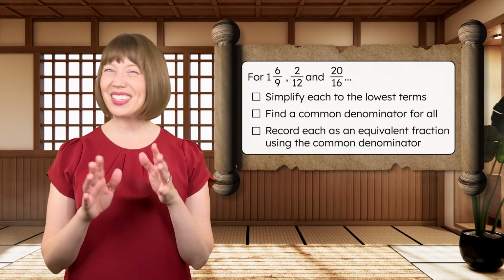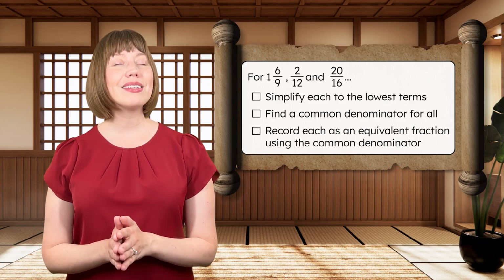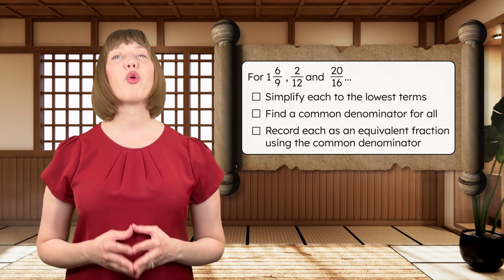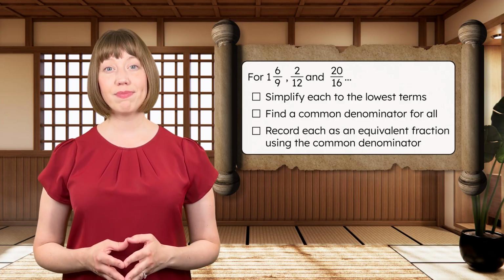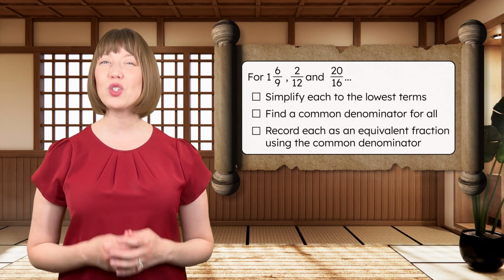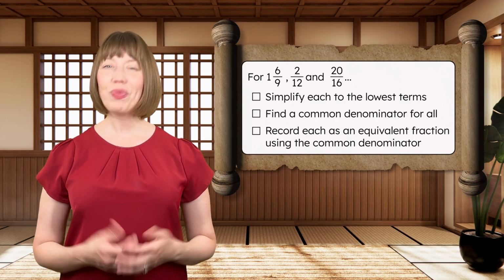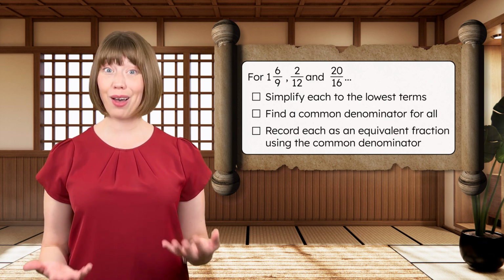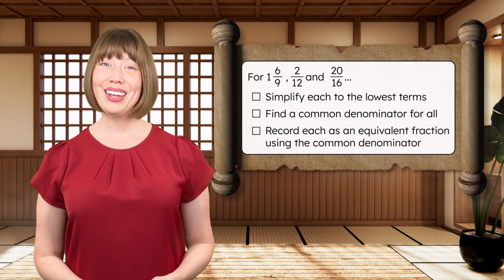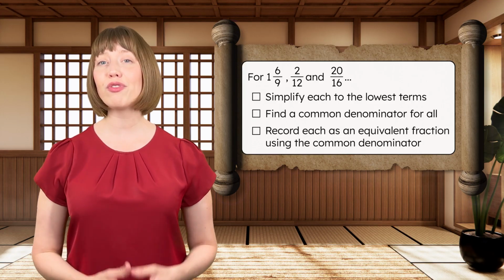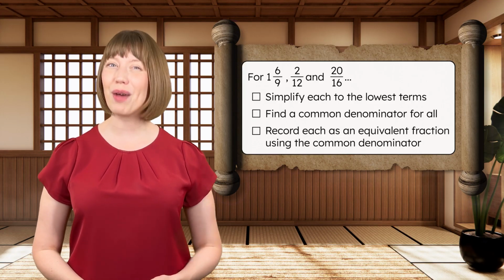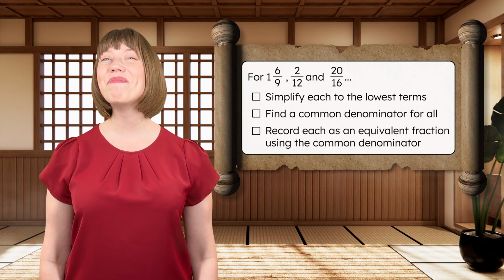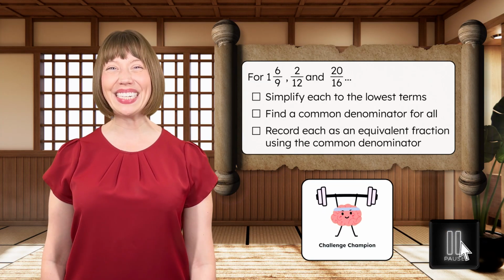Your challenge still awaits. Complete it, and the equivalent fraction badge is yours. For 1 6/9, 2 12ths, and 20 16ths, simplify each to the lowest terms. Find a common denominator for all. Record each as an equivalent fraction using the common denominator. Pause here to solve and become a challenge champion.